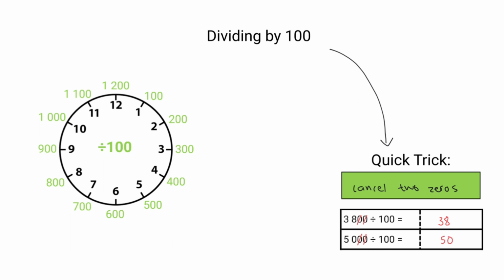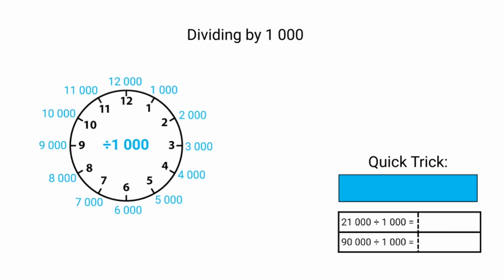Now a very similar pattern happens when we divide numbers by 1,000. So let's quickly look at those. This time, as I'm sure you've guessed, if we divide numbers that end in 3 zeros or more by 1,000, 3 of the zeros are going to fall away. So if we want to write our trick, we would say cancel 3 zeros. So if we look at these big numbers at the bottom, 21,000 divided by 1,000, 3 of its zeros are going to fall away. So the answer will be 21. 90,000 divided by 1,000, 3 of its zeros are going to fall away. So the answer is 90.